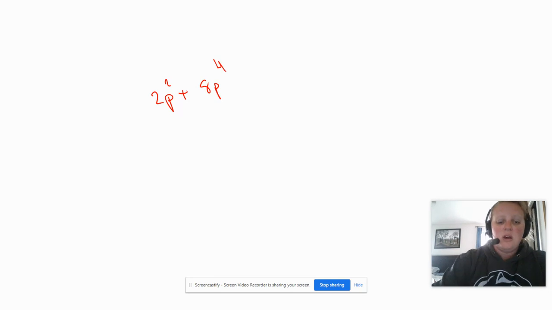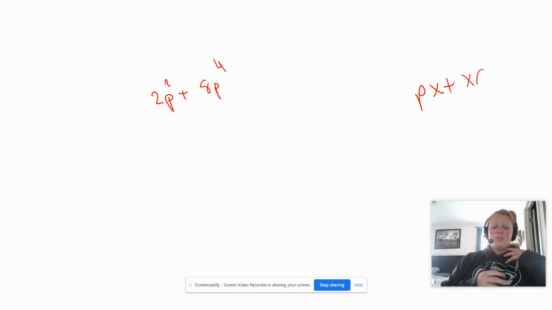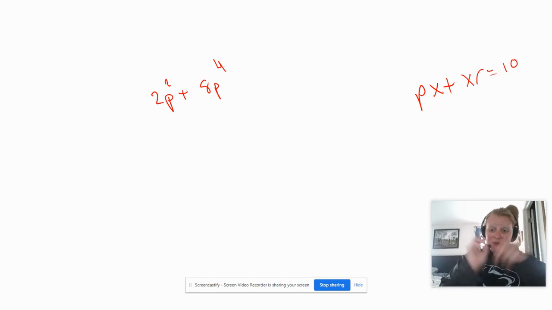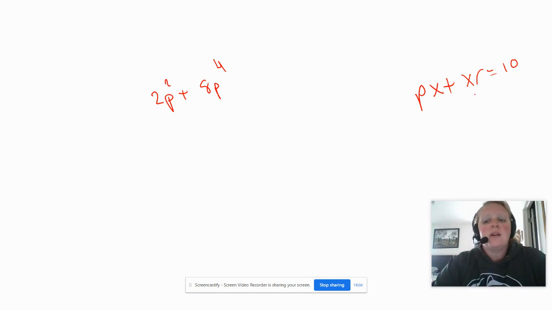If you think back to a problem where you had like px plus xr, and I'll even finish it with this, equals 10, and your job was to solve for x. We had a problem because it was like, oh, well, I can't divide everything by p because I'll still have a p with an x, and I can't divide by r because I'll have r with this x then.